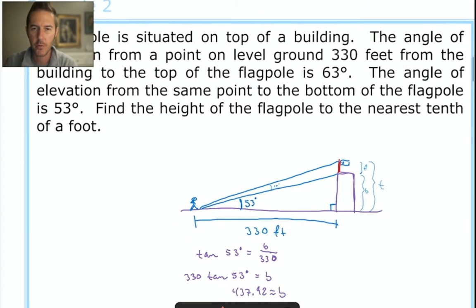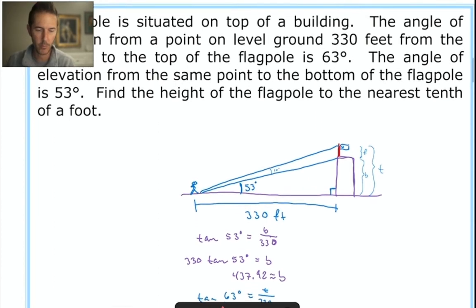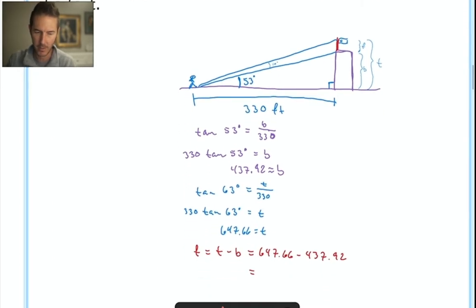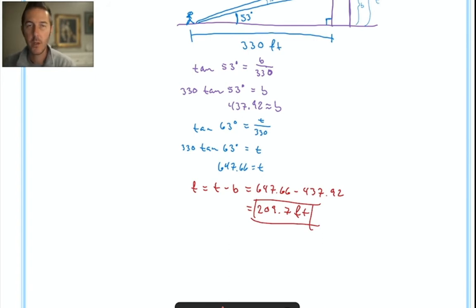And let's see if there were any specific instructions about rounding. Find the height of the flagpole to the nearest tenth of a foot. Good thing we were taking it out to 2 decimal places. Now we can round it back to 1, so I'm calling it 209.7. And that's feet. And that's a 20-story tall flagpole.